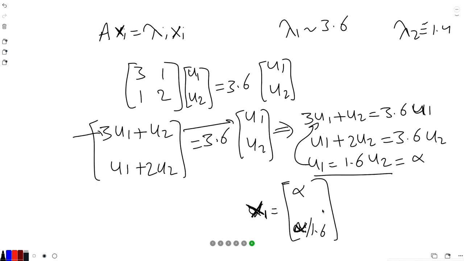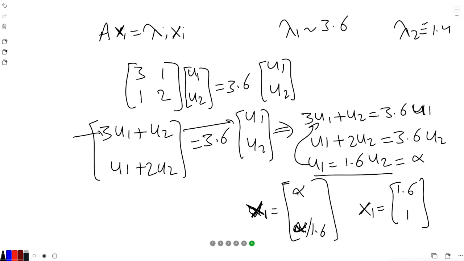Now this will be the eigenvector: alpha and alpha divided by 1.6. You are free to select alpha. For example, you can say that you want alpha equal to 1.6. It is okay. Then x1 equals 1.6 and 1. This will be the first eigenvector. If you want to put alpha equal to 2, or 3, you can do whatever you like.